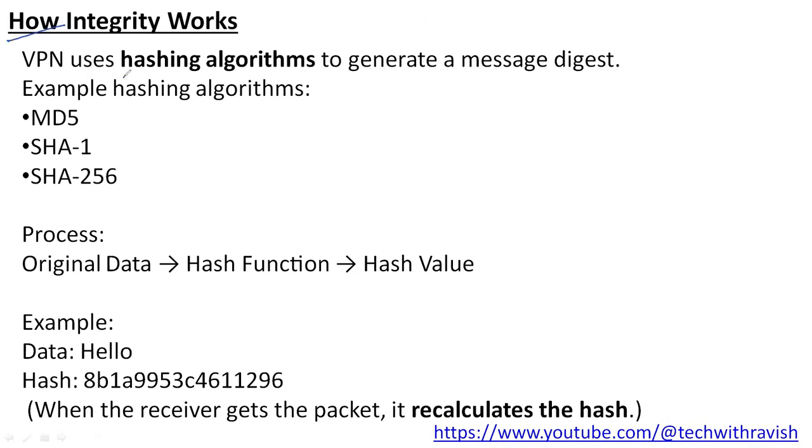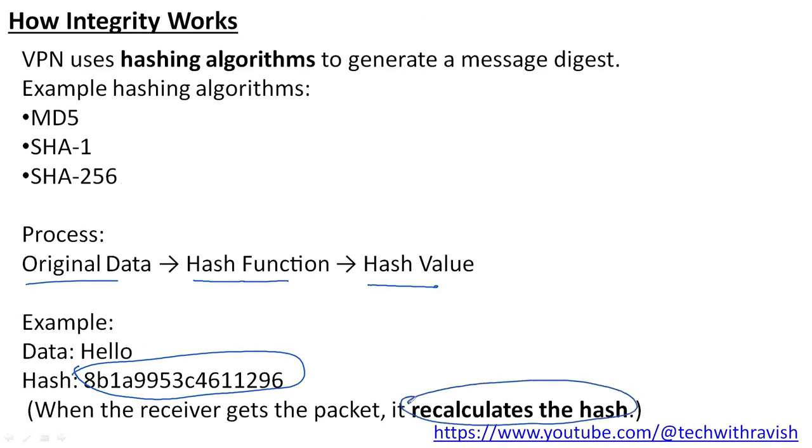Integrity uses a hashing algorithm to generate a message digest. So there can be MD5, SHA-1 or SHA-256 hashing methods, right? The original data goes through the hash function, then a hash value will be generated and encrypted data will be generated. So this is how the hash data looks. When the receiver gets the data, it will recalculate the hash and generate the original data with the help of that.